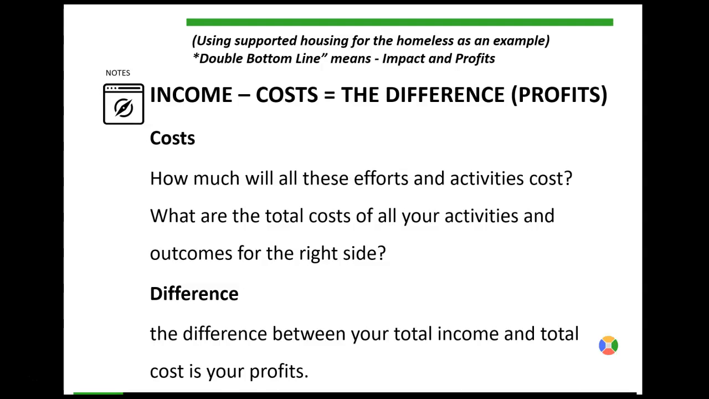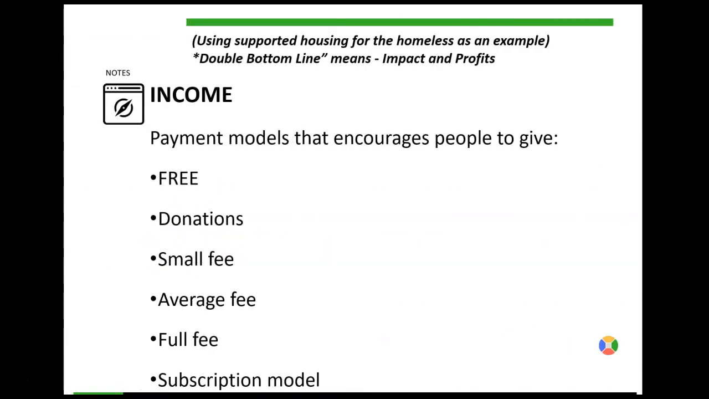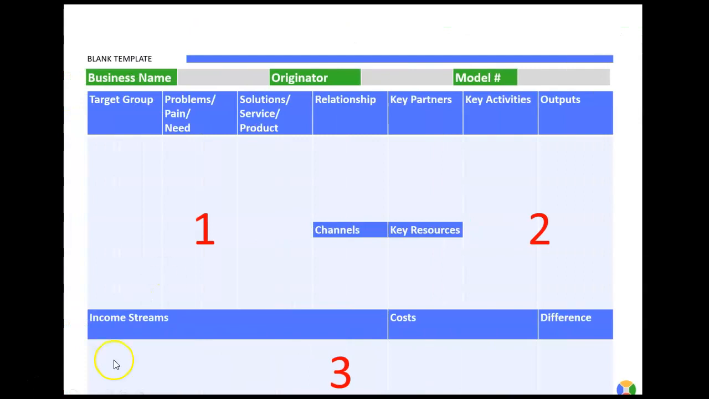Okay, so let's go back to the template itself. You can see right here, income streams, you itemize what those are. So you might say money from workshops, average fee, that amount. Money from workshops, full cost, that amount. Money from workshops, small fee, donations for the year, grants for the year. You could do that, then total this amount.